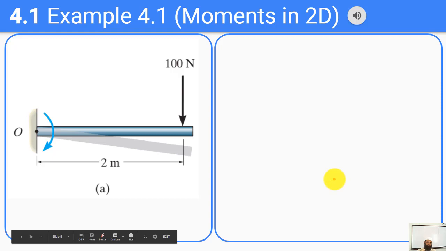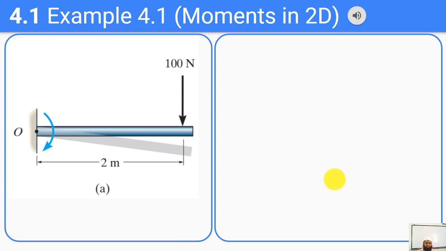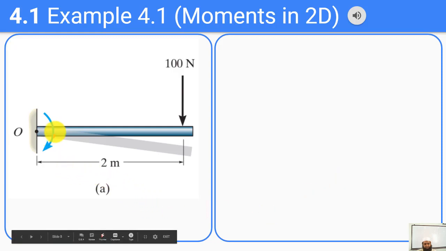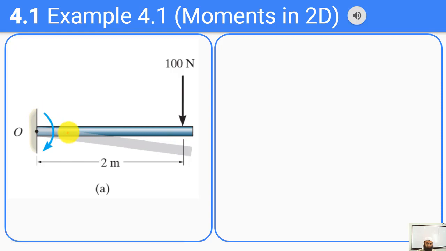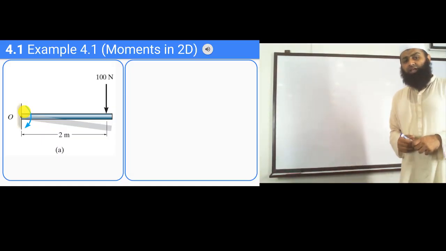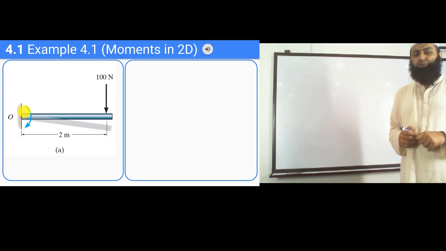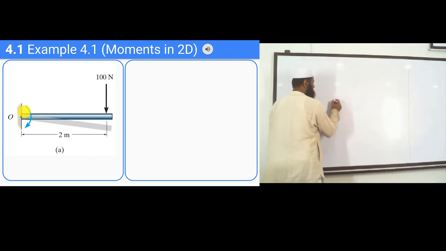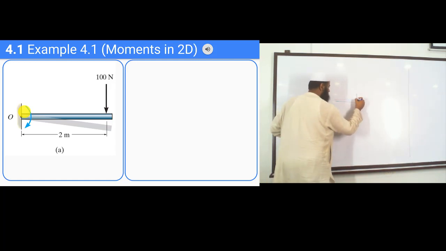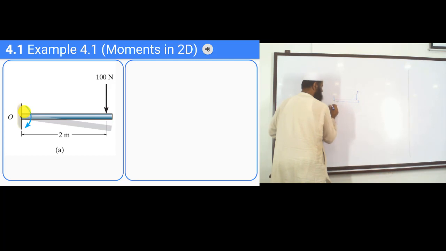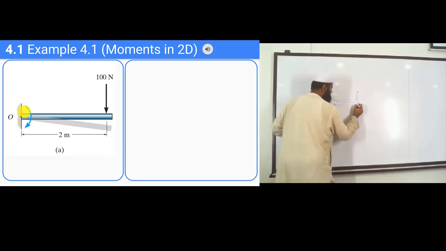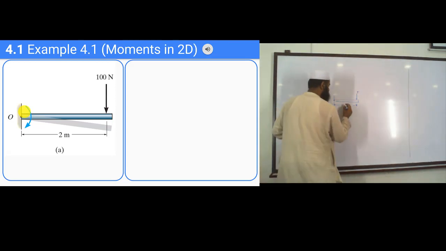So here we look at some very simple examples of moments in 2 dimensions. Here we have a bar, or you can say a door when we look at a door from the top. We want to find the moment produced by this 100 Newton force about this axis O. What is our definition of moment? Like we saw before, the moment of a force is just the force itself times the perpendicular distance. In this case we have this rod, there is a force F, and the perpendicular distance is just this distance, which is given to be 2 meters.